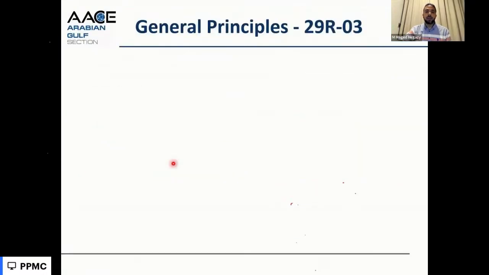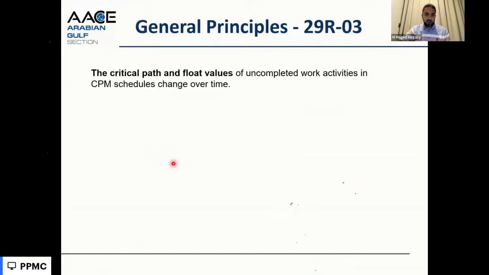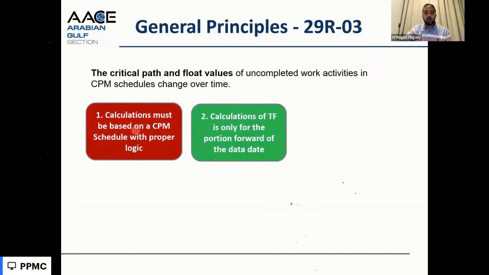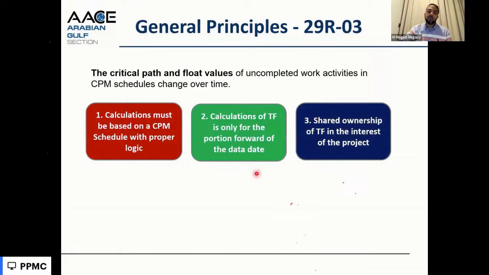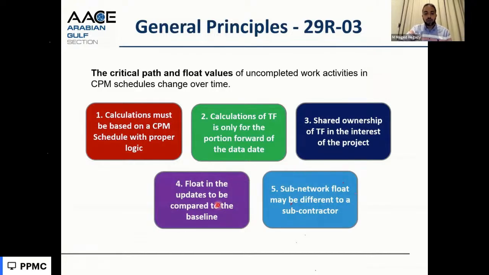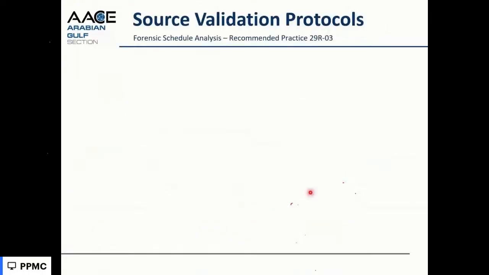So to analyze these critical paths, we need to know some general principles. The critical path changes with time. It needs to be based on proper logic and relationships. The ownership of the total float is to both parties. Each party can use it. We need to compare to the baseline to know how the critical path changes and whether it is logical or not. We need to check if there are sub-network floats or sub-network critical activities or critical paths. And near critical, we need to check all of this to know the critical and manage the project.